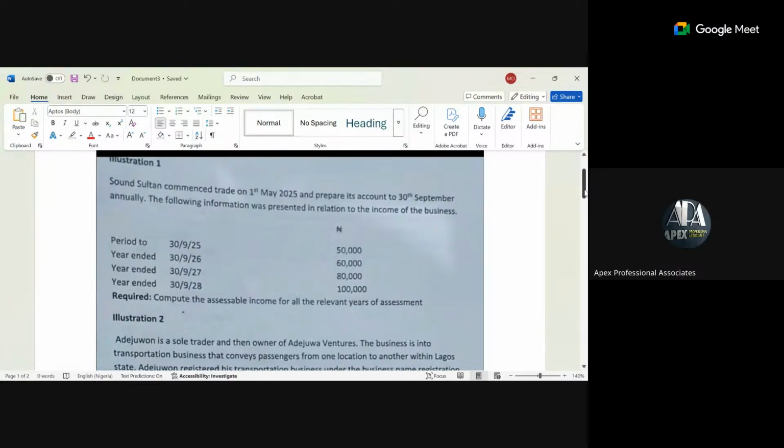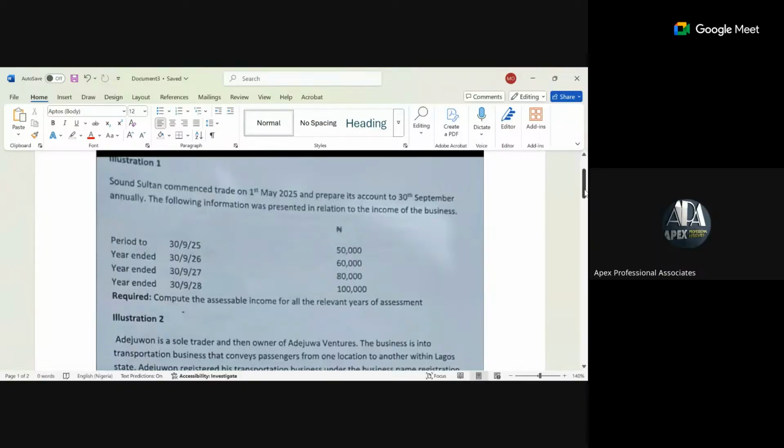So, illustration 1. South Sultan commenced trade on 1st of May 2025 and prepares his accounts to 30th of September annually. The following information was presented in relation to the income of the business. We have the following periods and we have the following figures.